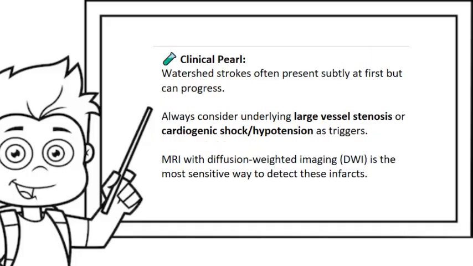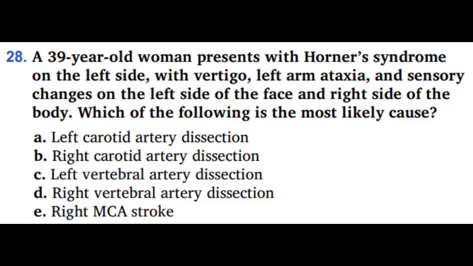Now, let's take a little clinical pearl. Watershed strokes often present subtly at first but can progress. Always consider large vessel stenosis, cardiogenic shock, or hypotension as triggers. MRI with diffusion weighted imaging is the most sensitive way to detect these infarcts. On to the next question.